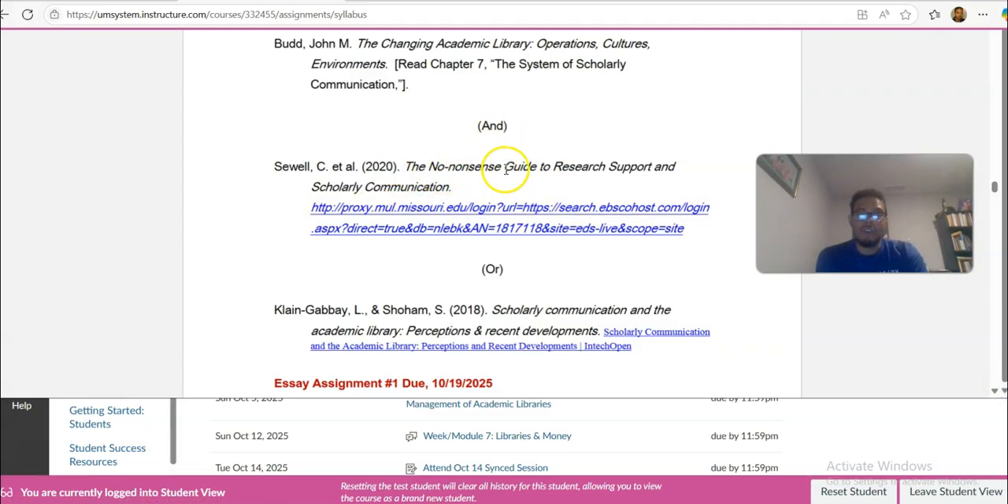All right, and this is a really good piece here, the No Nonsense Guide to Research Support and Scholarly Communication. I really like that. But some of you may prefer, you have to read that chapter 7, and then you'll get a choice of reading this or that. Okay.